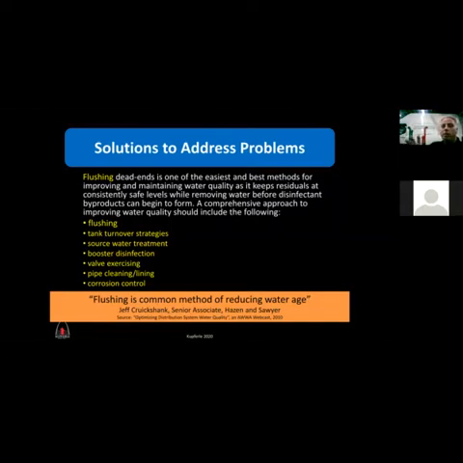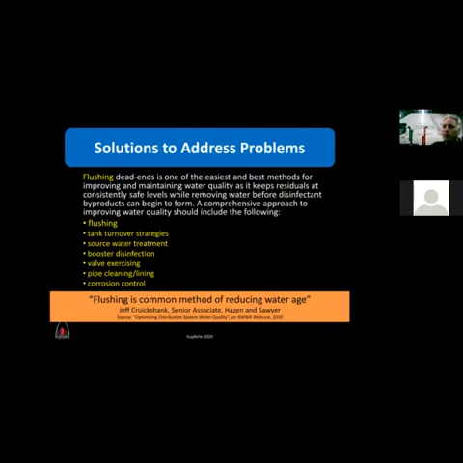But flushing is just one part of a comprehensive approach. Tank turnover strategies are very important. Tank mixing is very important. Remember, the clock starts when the chlorine hits the water on disinfection byproducts. So if you have long tank turnover times, 2, 3, 4 days, your water's already old before it's getting into the distribution system itself. So you want to keep those tank turnover times low. You want to have mixing in your tanks if you can, to try and keep those DBPs at bay before the water goes out into the distribution system.